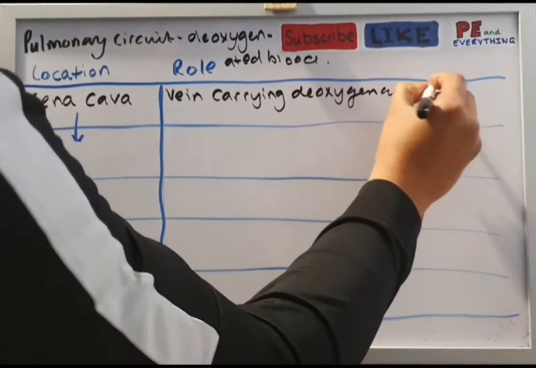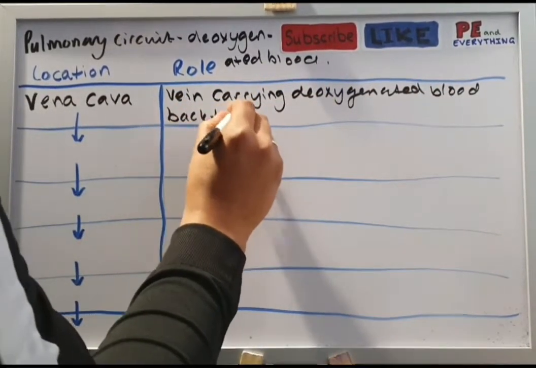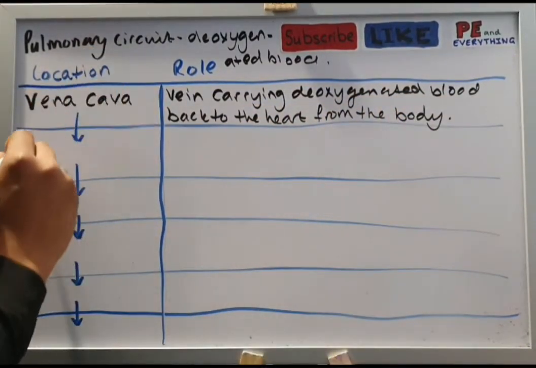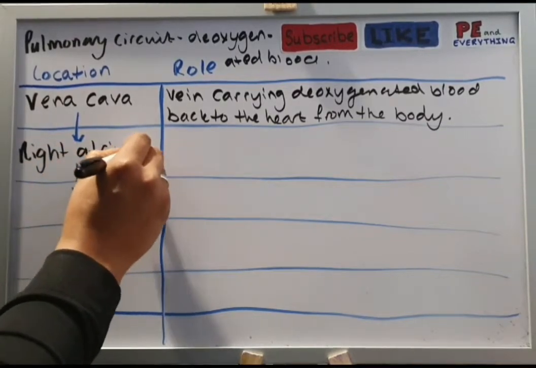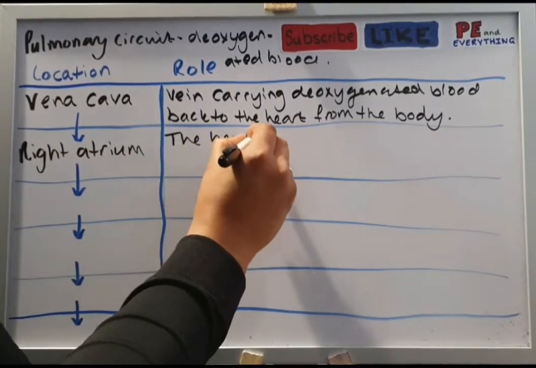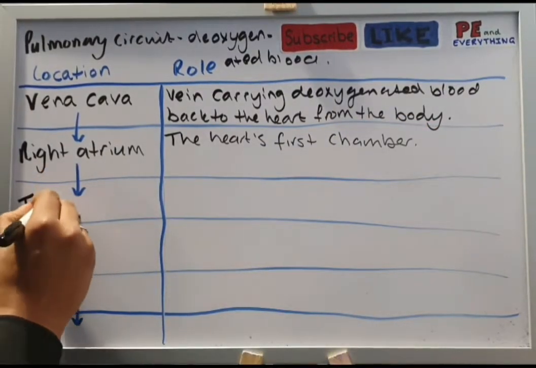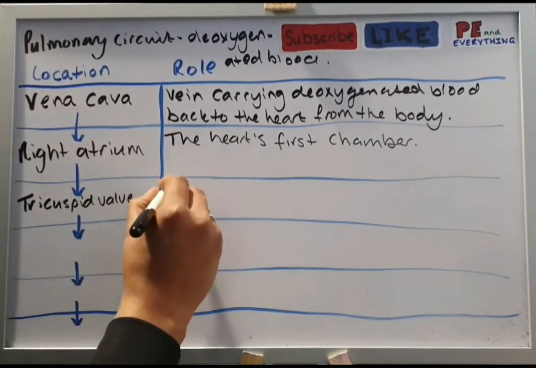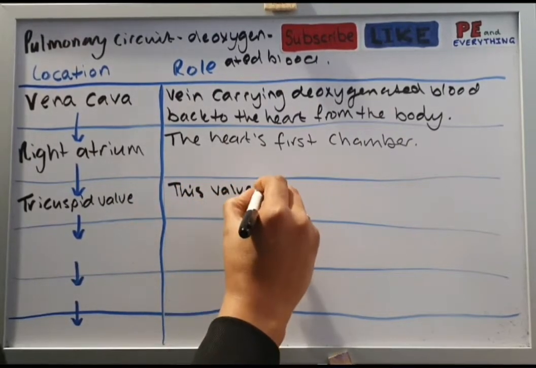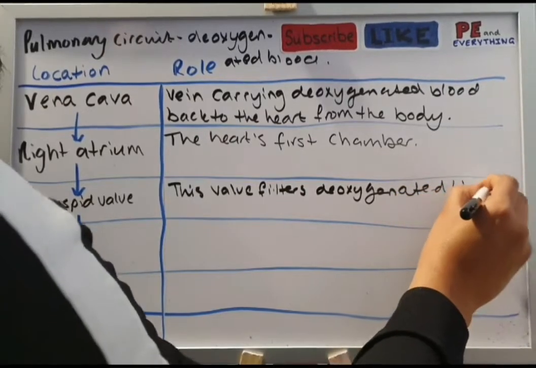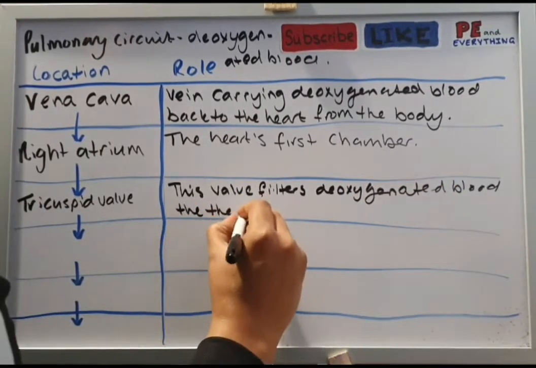So the first one is the Vena Cava. This is the main vein that carries deoxygenated blood back to the heart from the body. It goes into the first chamber, which is the right atrium. So this is the heart's first chamber. Then remember, it gets pumped into the second chamber, but it gets filtered via the tricuspid valve. So this is a filtering process of the deoxygenated blood.